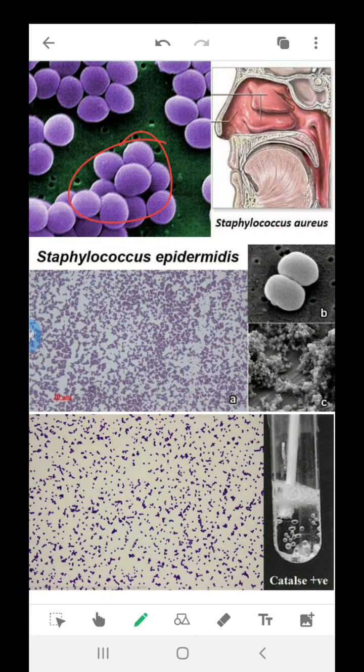This family includes Staphylococcus aureus, Staphylococcus epidermidis, and Staphylococcus saprophyticus.